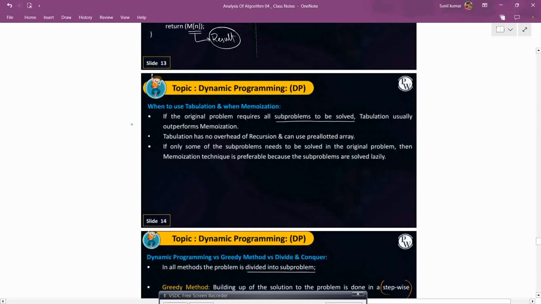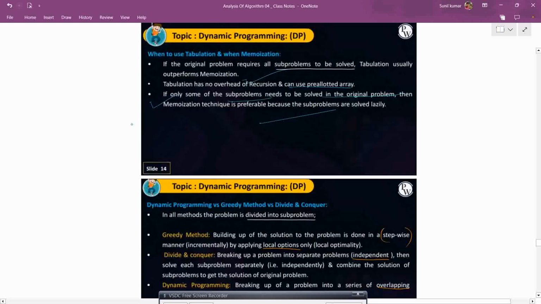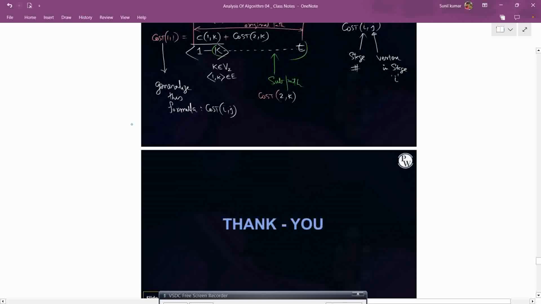When to use tabulation and when to use memoization? If solving the problem requires all subproblems to be solved, tabulation usually outperforms memoization. Tabulation has no overhead of recursion and can use a pre-allocated array. If only some of the subproblems need to be solved, the memoization technique is good.